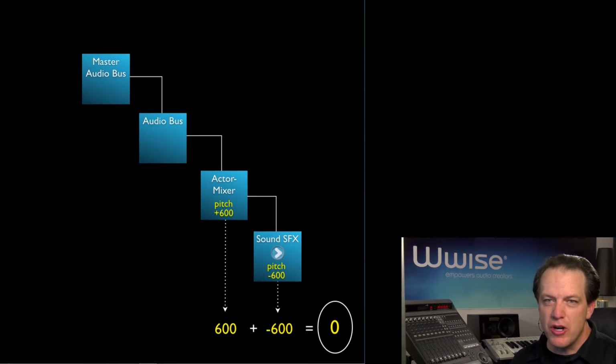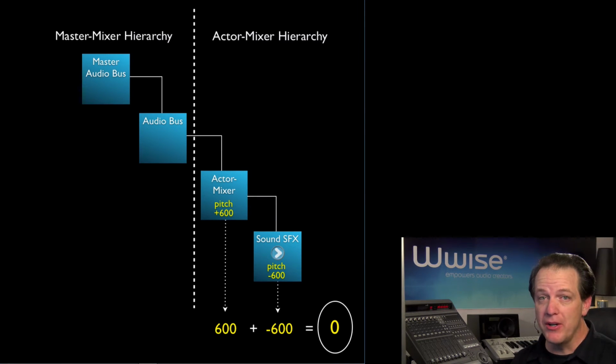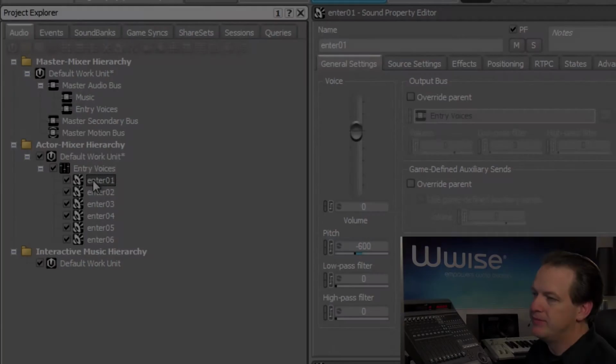So here's the current structure of this project that we've created so far. You can see that this structure spans both the actor mixer hierarchy and the master mixer hierarchies. Now that we understand this, it's very important to understand that the objects in the master mixer hierarchy also have property offset control over the objects that feed them. Let's see how this works.